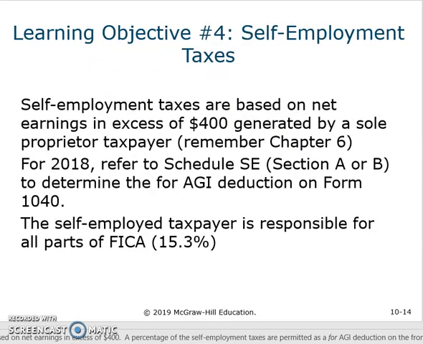If an individual is self-employed, self-employment taxes are going to be assessed on earnings of $400 or more that are generated by a sole proprietor. We talked about that in Chapter 6. They are also required to file the self-employment schedule on their 1040, which determines their self-employment taxes that are owed. So the self-employed taxpayer is responsible for all parts of FICA, the employer and the employee side.